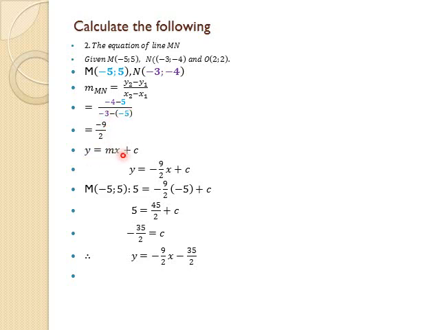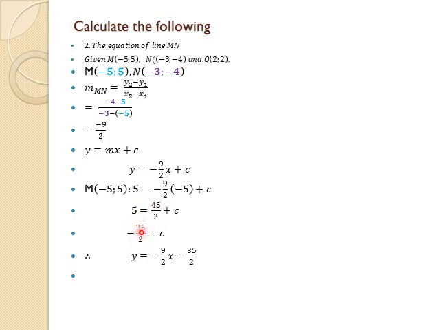So in my equation, y equals mx plus c, my gradient is minus 9 over 2. So y equals minus 9 over 2 x plus c. Right, then I have to choose a coordinate that's on MN, so I can take M or N. Here again, I just chose M, minus 5 and 5. So this states that when y is 5, x must be negative 5. Right, so negative 5 times negative 9 would give me positive 45 over 2, and then plus c. If I take that over, that would give me 5 times 2, 10 over 2 minus 45 over 2, which gives me negative 35 over 2.